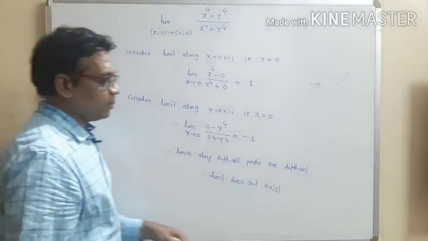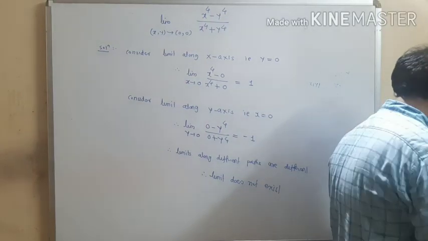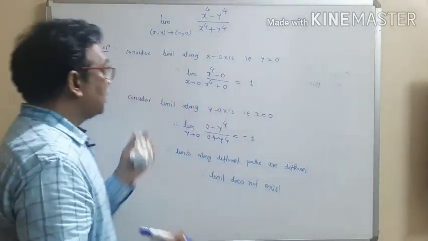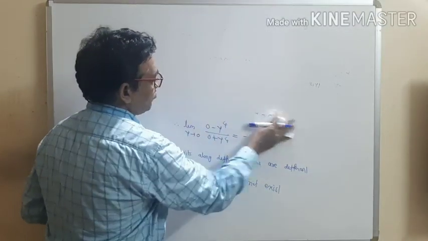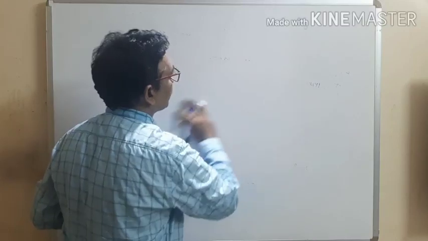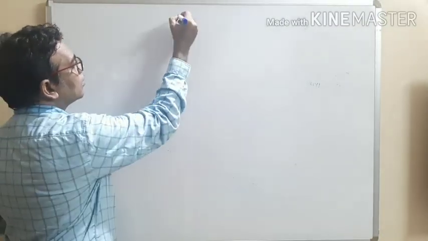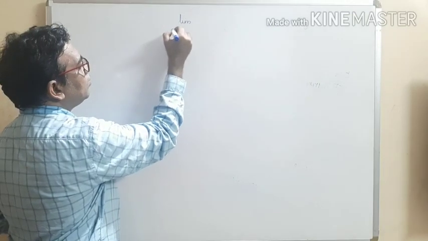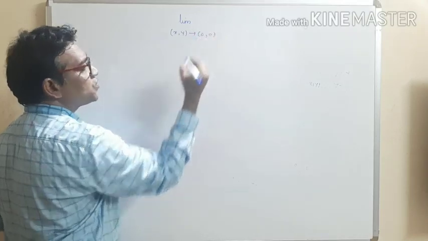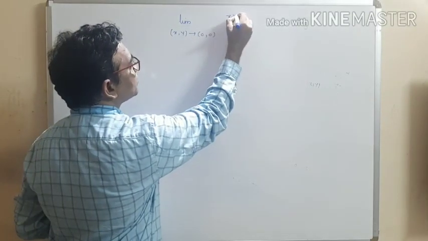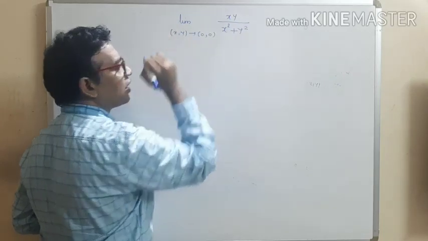Write down third example. Evaluate limit (x,y) tends to (0,0) of the function xy divided by x square plus y square.